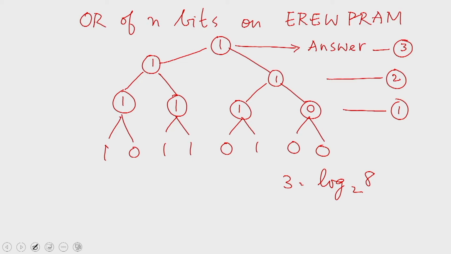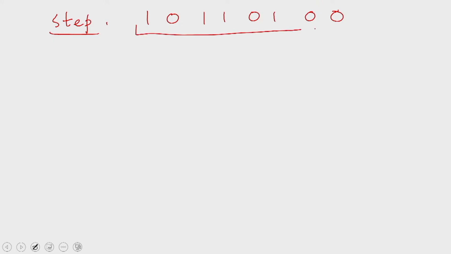Now let us look at the details of the algorithm. In the first step, given the array, what we do is to copy this array. Suppose this array is in locations 1 to n of A. We copy these elements into a new array B.